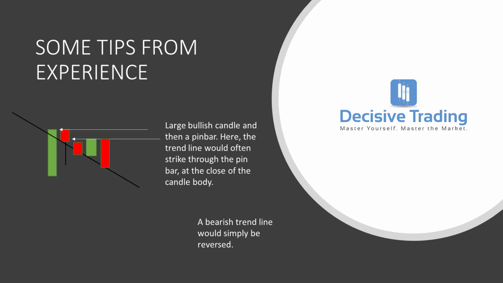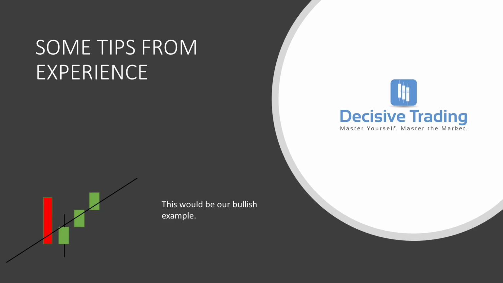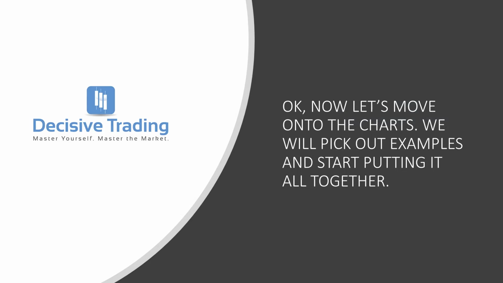Here we have a large bullish candle and then a pin bar. Here, the trend line would often strike through the pin bar at the close of the candle body. This is also the case with doji style candles, which have a small body and tails to either side. This would be our bullish example. Okay, now let's move on to the charts. We will pick out examples and start putting it all together.